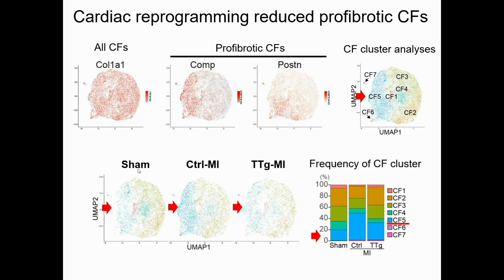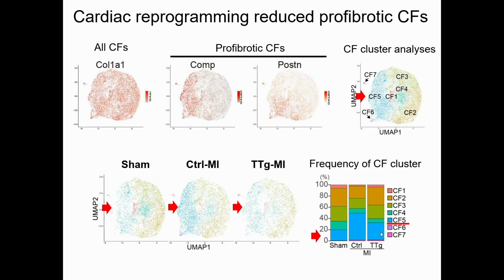This is the data of sham, MI, and reprogramming mouse. As you can see here, as shown in the red arrows, the blue CF5 population was increased in control MI, but this was reduced in triple transgenic mouse, suggesting cardiac reprogramming could reduce profibrotic CF population. So this is a frequency of CF cluster. As you see, CF5 was increasing in MI, but reduced in triple transgenic mouse.